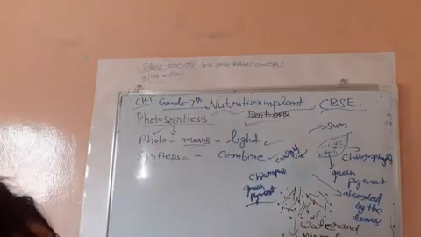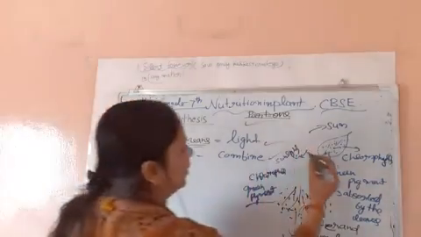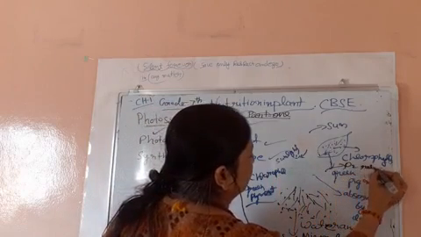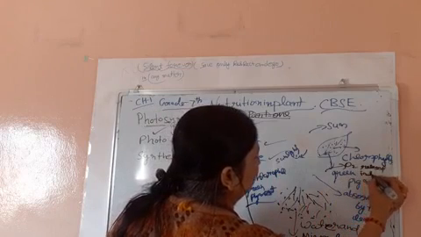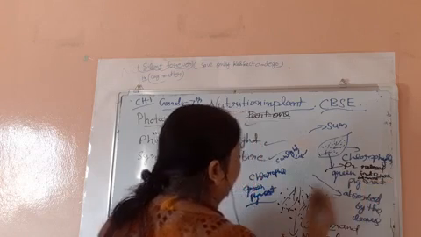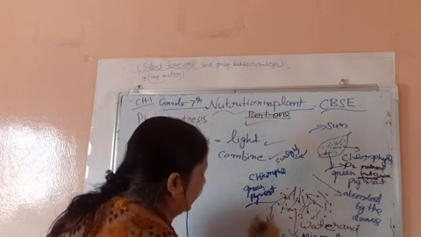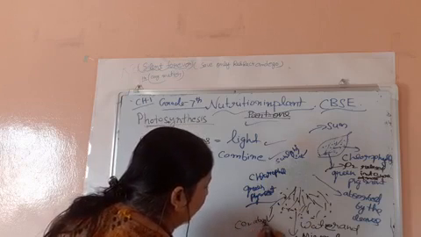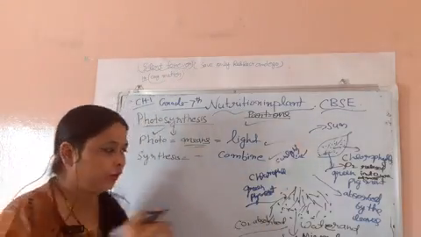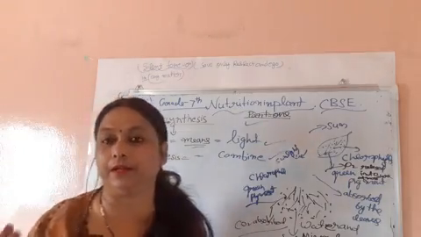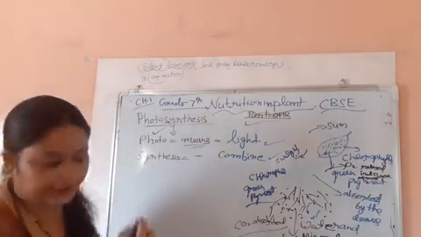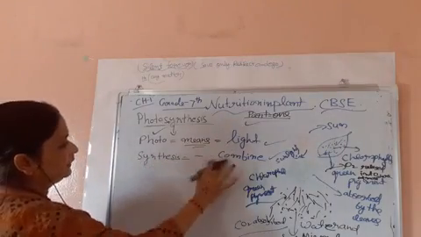So we have to write here: during this process, oxygen is released into the atmosphere and carbon dioxide is absorbed by the plant from the atmosphere. This is a very important raw material used by the plant for photosynthesis. Here we have to write that photo means light and synthesis means combine.